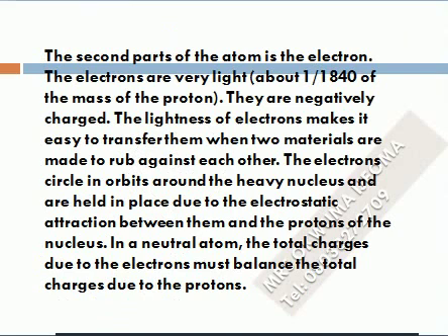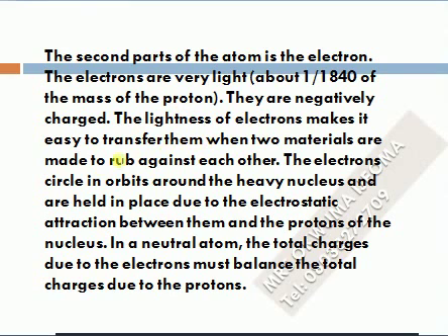Now the second part is the electron. Now the electrons we are talking about, they are very, very light. They are very, very what? Light. About 1/1840 of the mass of a proton. So you can see they are very, very what? Light. And they are negatively charged.